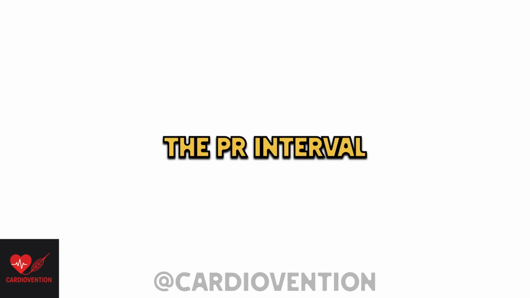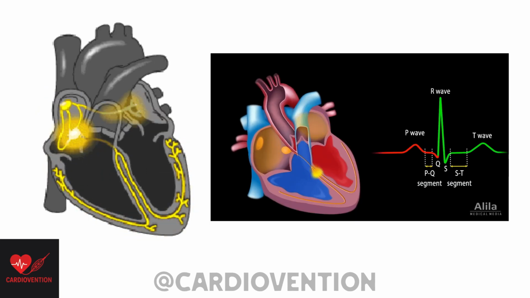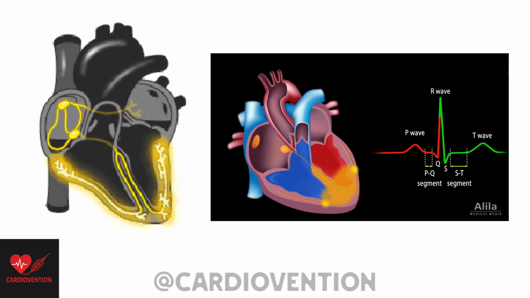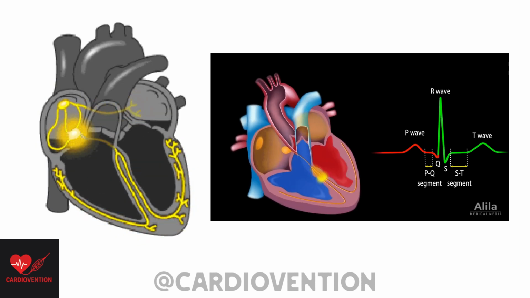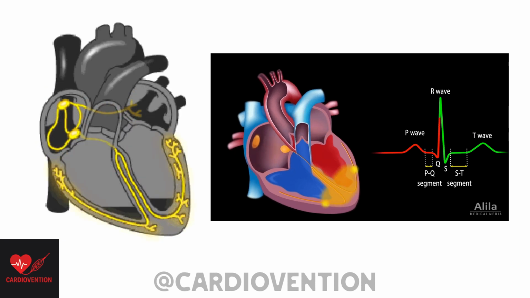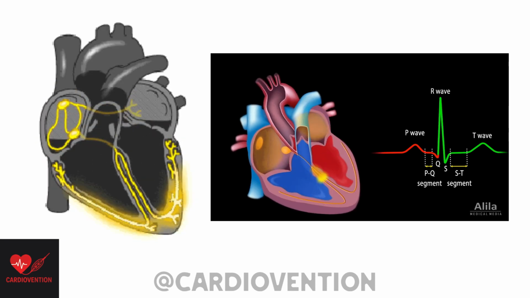Next, let's talk about the PR interval. It is measured from the beginning of the P wave to the start of the QRS complex. It reflects the time the electrical impulse takes to travel from the atria through the AV node into the His-Purkinje system. This includes the intra-atrial conduction, the AV nodal delay, and early ventricular conduction.